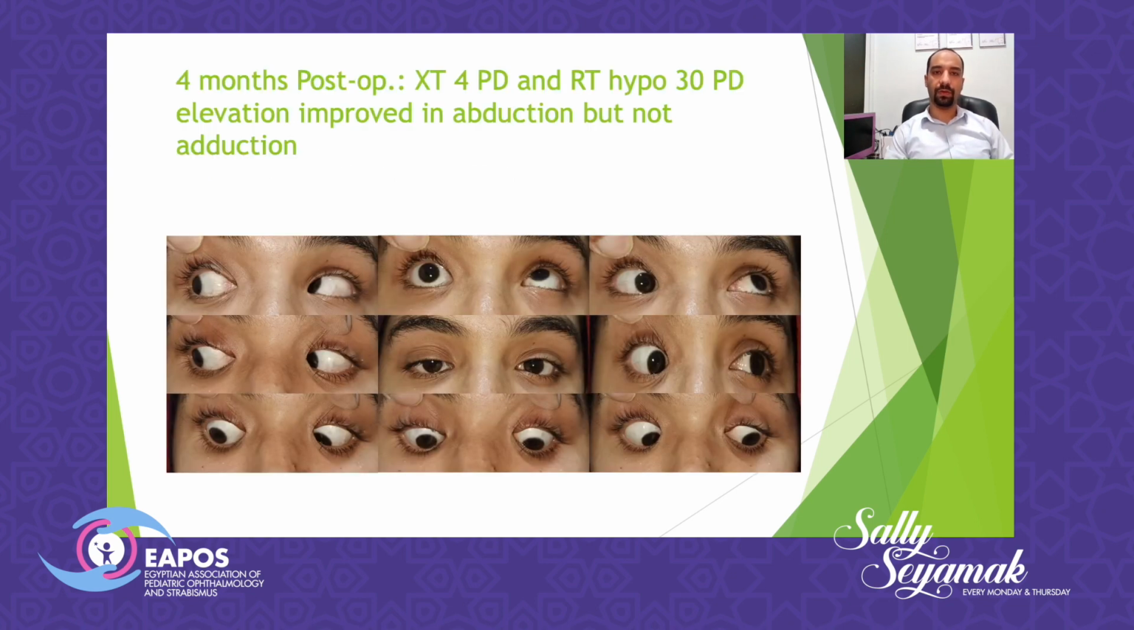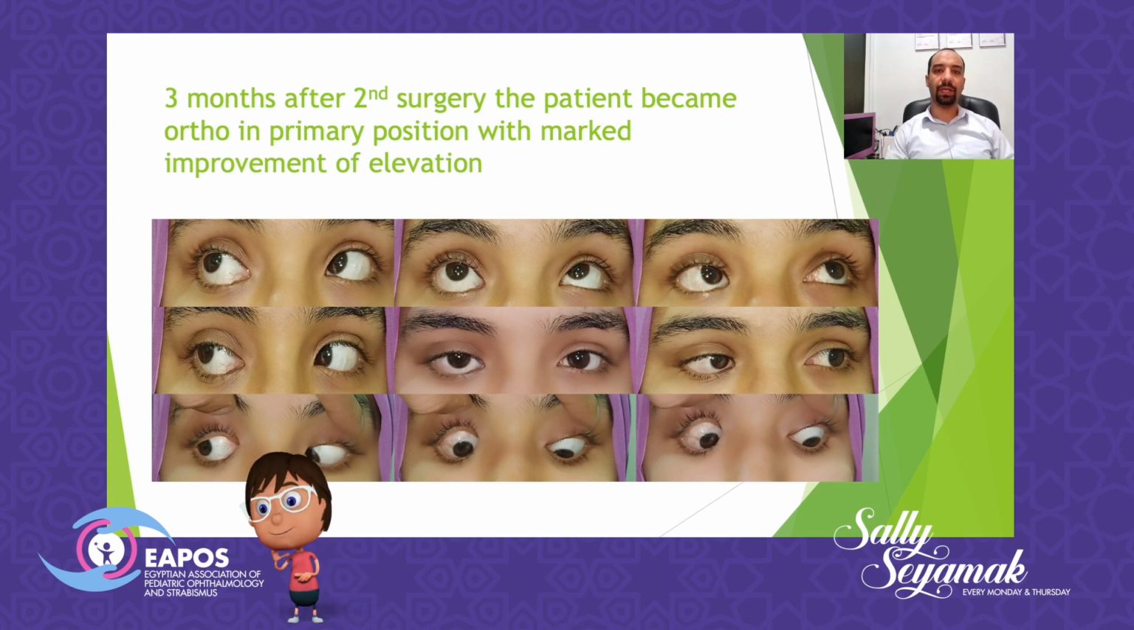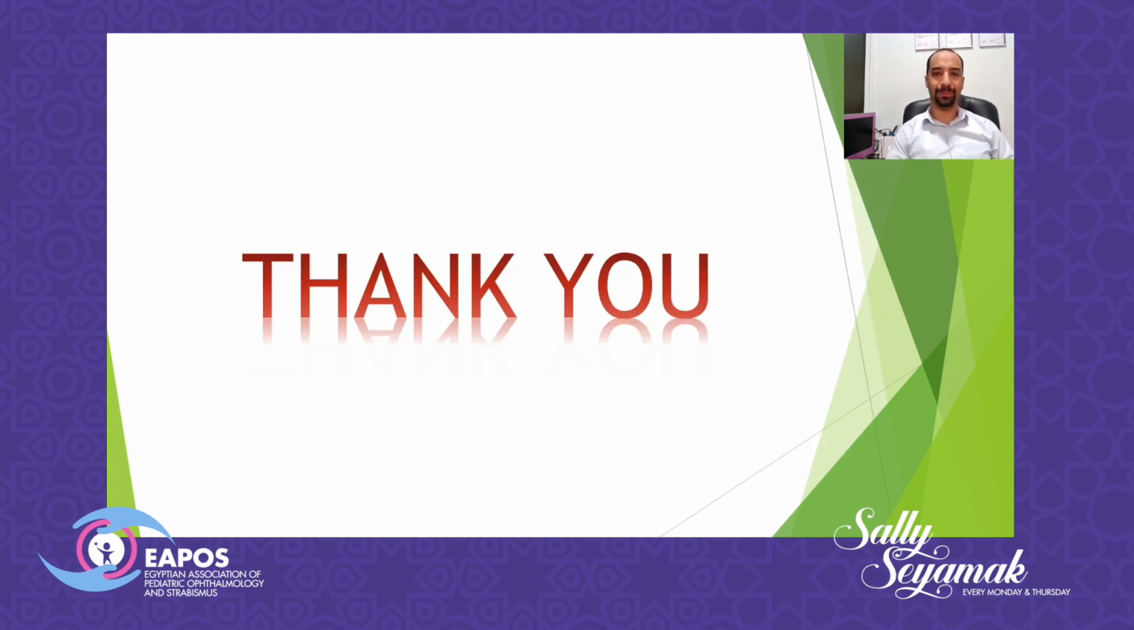After 4 months, the patient was exotropic 4 prism diopters with right hypotropia 30 prism diopters, and the elevation improved slightly in abduction. In the second step, I did superior transposition of the lateral rectus in the right eye. 3 months after the second surgery, the patient became ortho in primary position with marked improvement of elevation. Thank you.